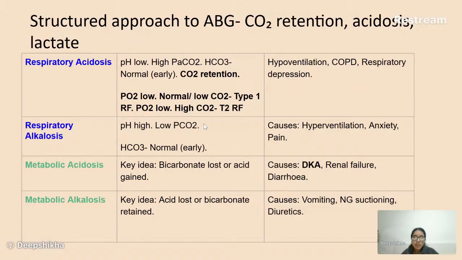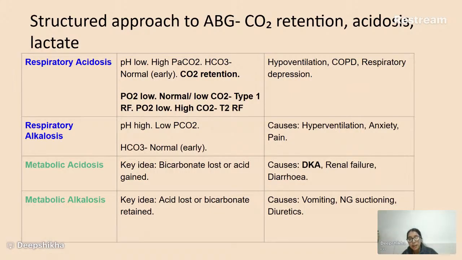Causes of respiratory acidosis, like we mentioned: hypoventilation, COPD, respiratory depression. Respiratory alkalosis, from not having too much CO2, would be hyperventilating, blowing off a lot of CO2. Anxiety causes you to hyperventilate. Pain as well causes you to hyperventilate, breathe a little bit faster.